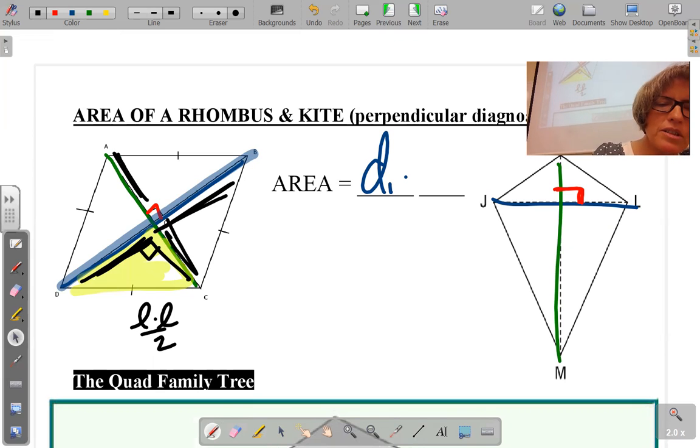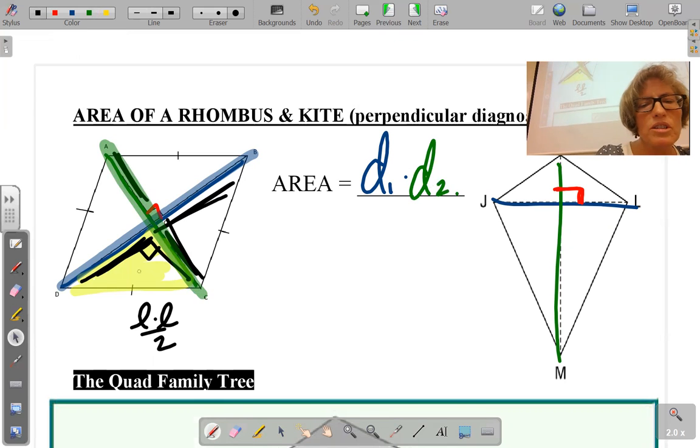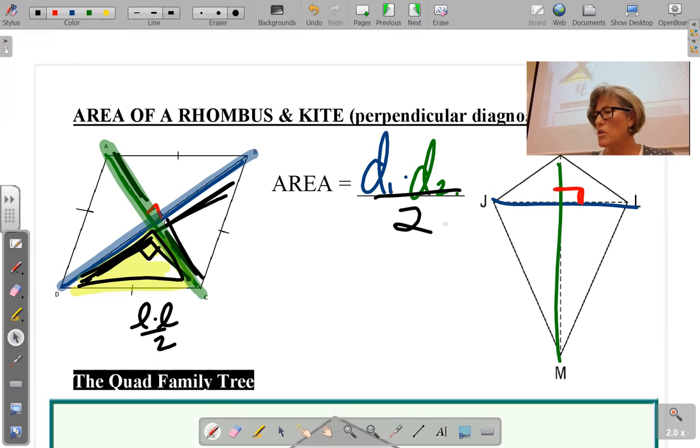This leg and this leg together is the other diagonal. So instead of doing 4 right triangles, we simply multiply the diagonals. That gets all the legs in one fell swoop, and then we simply divide by 2. So it's diagonal 1 times diagonal 2 over 2. And that's times, not plus. You good so far? Good.